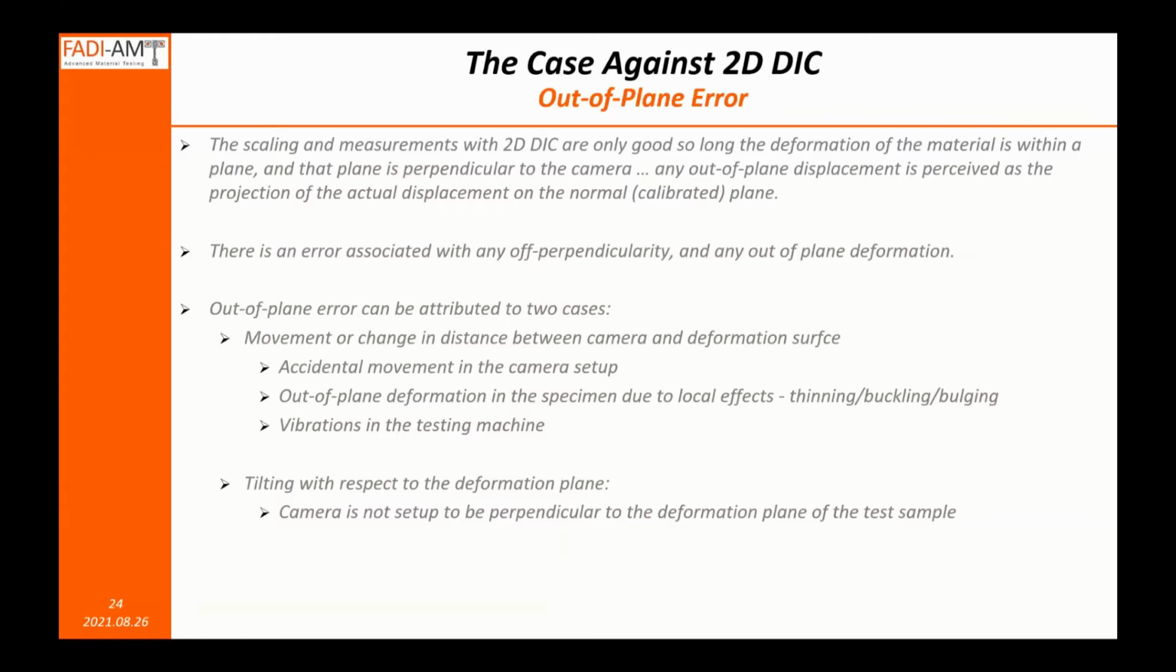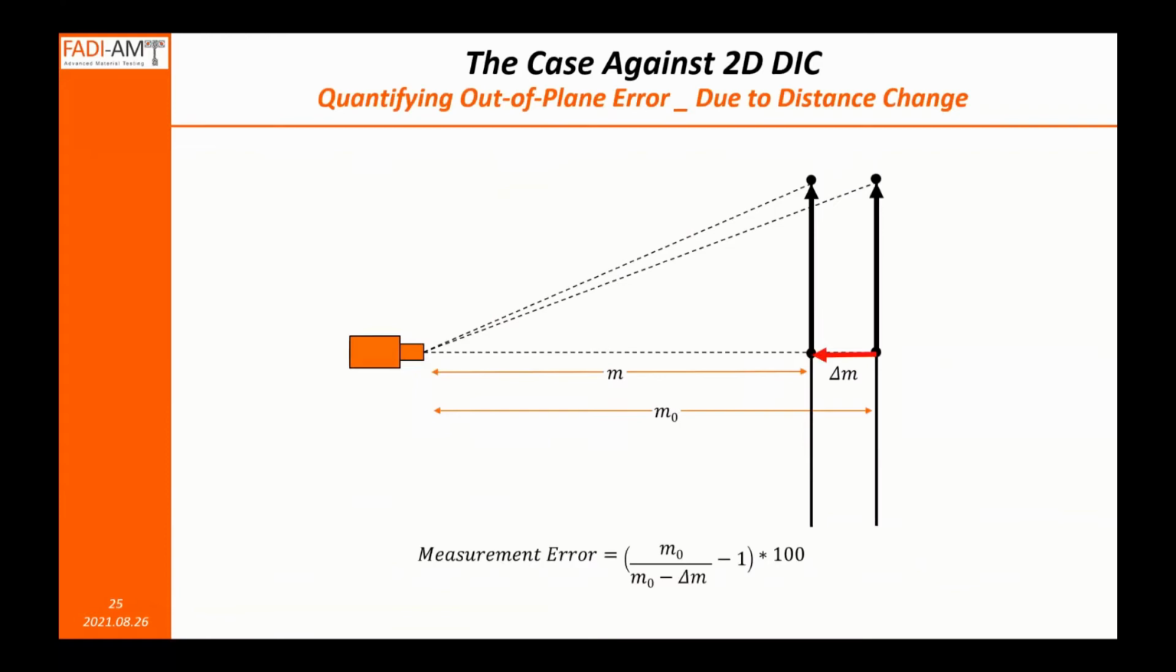So what does that mean in terms of error? Let's discuss these two errors because they are very important, and we're going to try to go a little bit more analytical. The first error, which is the change in distance, this is a schematic to show what we're talking about. Again, you scaled your DIC for a certain reference distance, let's say M0, and then somehow you bumped the camera and you moved it closer to the sample, and now the distance is M.